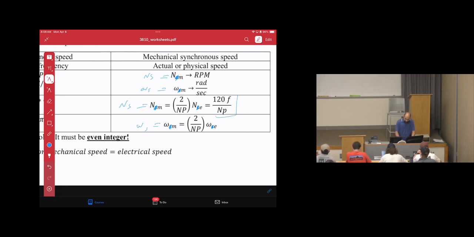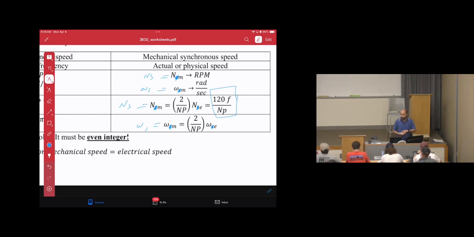Then we can get to a very famous formula: the actual speed is 120 F over number of poles. This is a very famous formula in synchronous generators and synchronous motors as well. The speed is 120 times the frequency over number of poles. I think you might be familiar with this if you deal with motors. This will not be new for you.